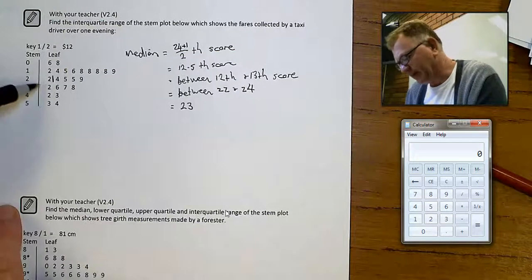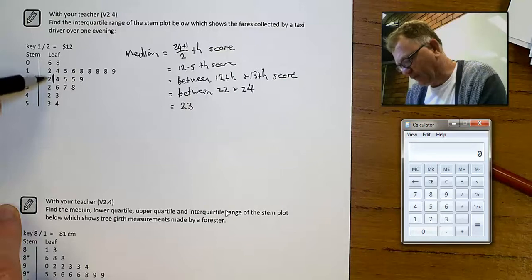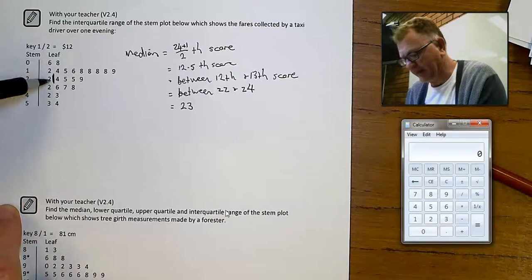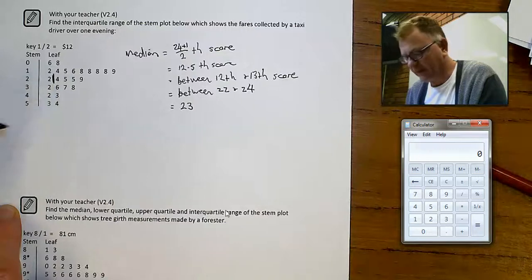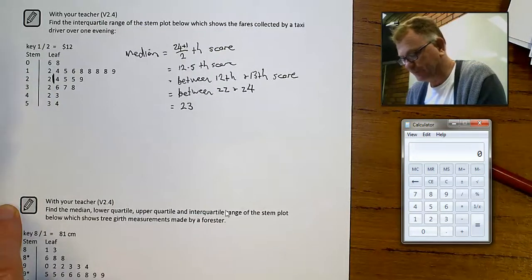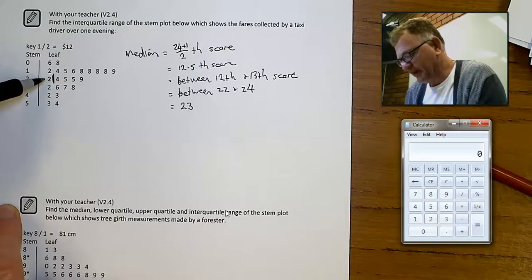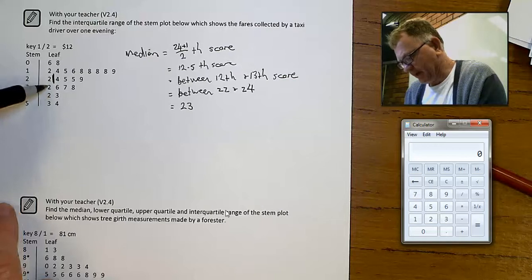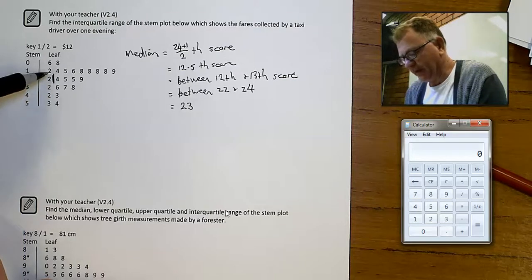Now the median divides the data into two halves. In this case the median is sitting between two scores. If that's the case, then all of these scores here are in the bottom half of the data. All the scores less than the median are in the bottom half, and all the scores greater than the median are in the top half of the data. That would mean that there are 12 scores here in the bottom half of the data.